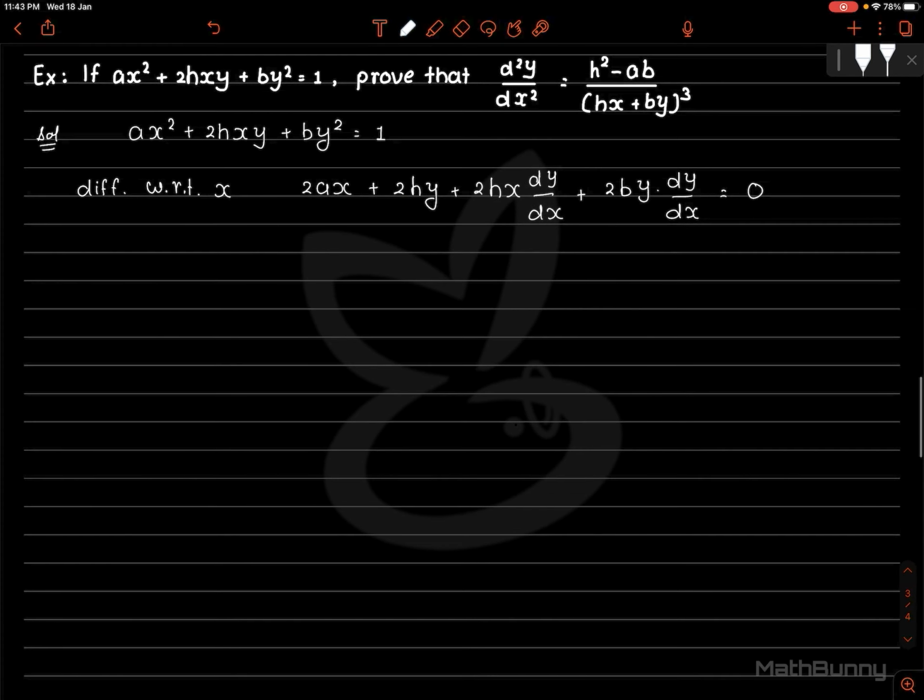And let us rearrange the terms so we can find the value of dy by dx. Let us take dy by dx common for the left hand side and take this term to the right hand side. We will get dy upon dx is equal to minus (ax plus hy) upon (hx plus by). Say this is result number 1. We are supposed to find the value of d square y upon dx square.